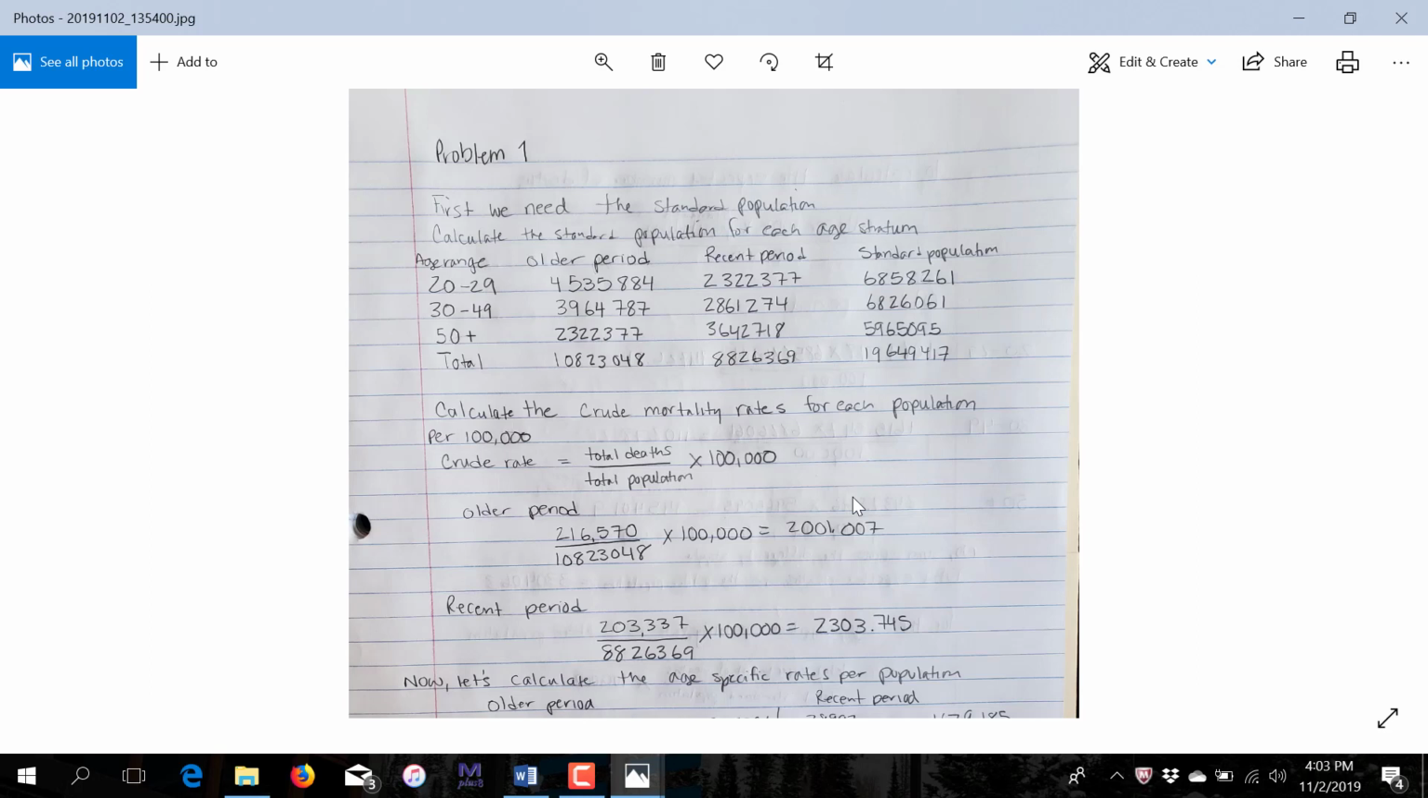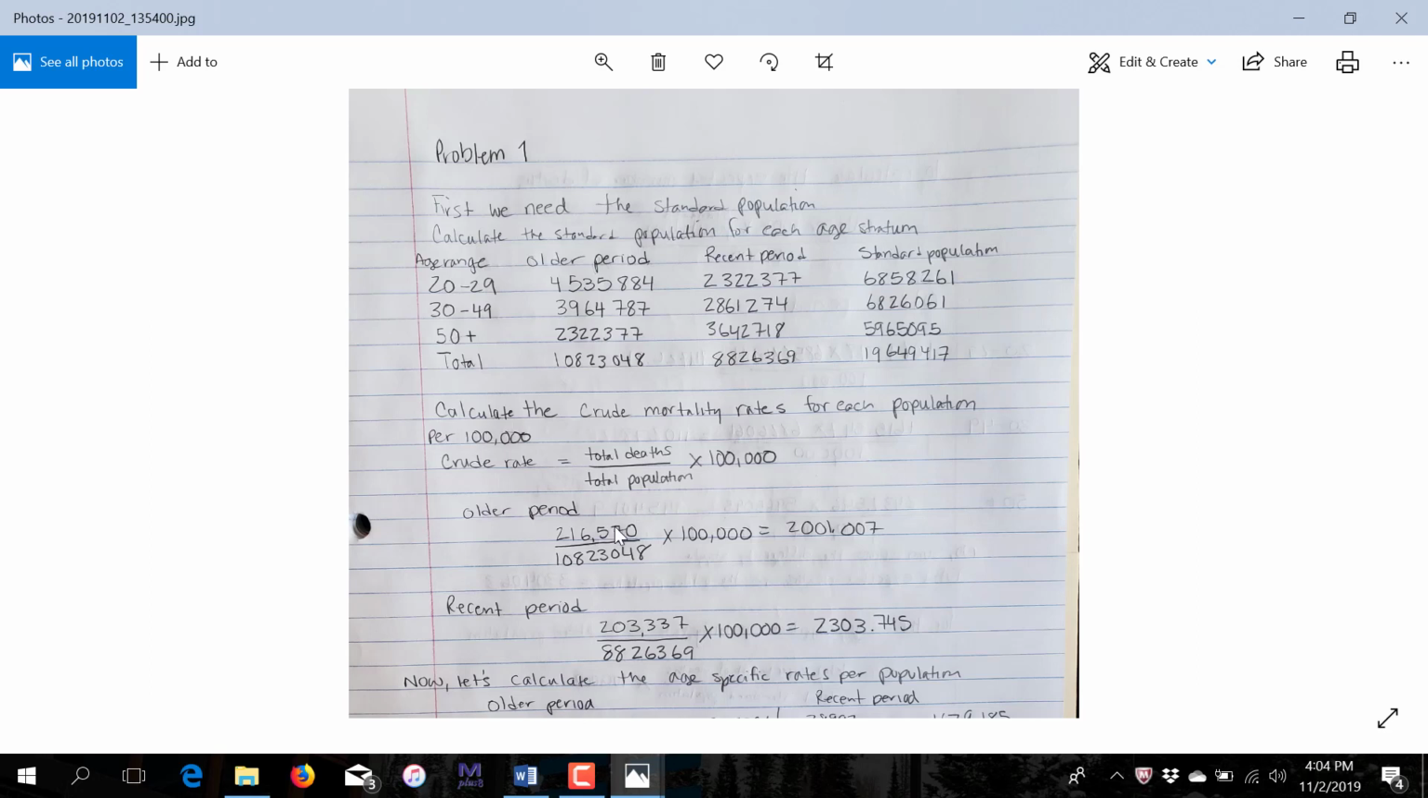Okay? So now we want to calculate the crude mortality rates. The crude ones ignore the values from the different strata, the population distribution per stratum. When we calculate the crude rates, we're just basing everything on the totals. To calculate the crude mortality rates for each population, we take the total number of deaths, ignoring the deaths per stratum, and divide it by the total population for that group, for the older period and then for the recent period, and multiply that by 100,000.